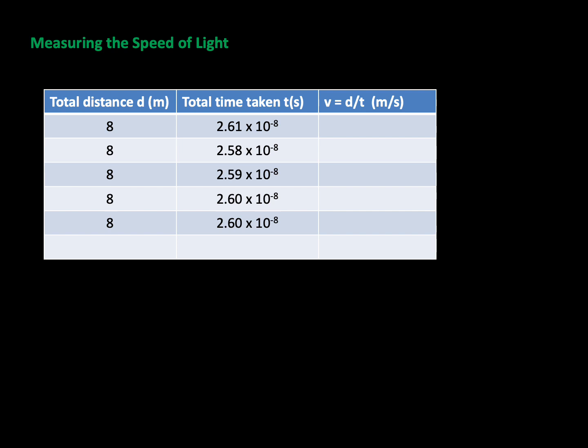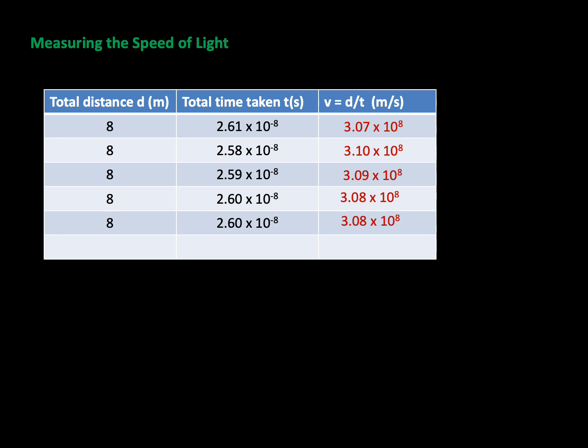Now in the third column, we're basically going to use the speed equals distance over time equation, and we'll divide our distance, which is always 8 meters, that's the round trip distance, by the time taken. We did 5 repeats of the experiment here. You get slightly different times on each occasion, simply because of experimental error. So when we work out the speed, for run number 1, we get 3.07 times 10 to the 8 meters per second. There's run number 2, run number 3, run number 4, and run number 5. So they're all quite close to about 3 times 10 to the 8 meters per second.